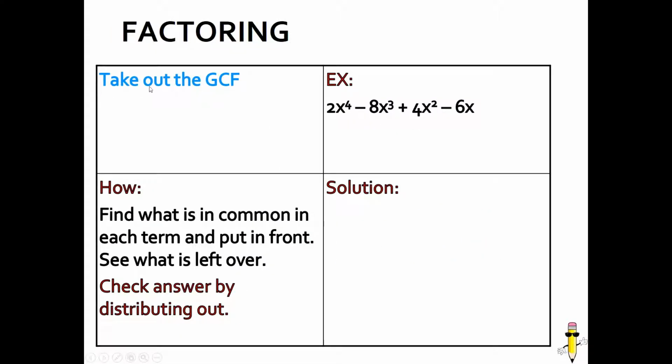So here we go. We're going to take out the greatest common factor for 2x cubed, 8x squared, 4x, 6x. I can definitely take out an x, and I can take out a 2. So let's see what I've got. Yep, 2x times x squared minus 4x plus 2x minus 3. And then I would distribute that to see if I get the exact same answer.